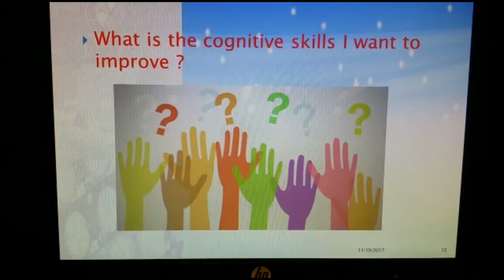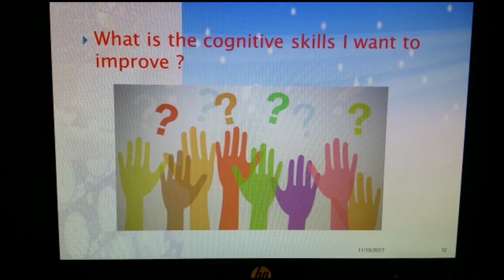Okay. Now if we move to another topic, what cognitive skills do I want to improve? What are the cognitive skills which you know and you want to improve in patients? Maybe you will say a lot of skills. Some of you will say maybe memory, some attention, some information processing, some reasoning, learning, thinking, etc.